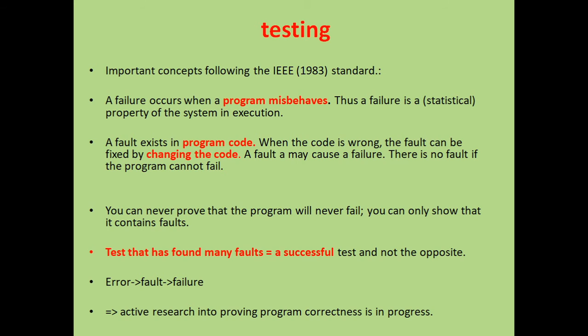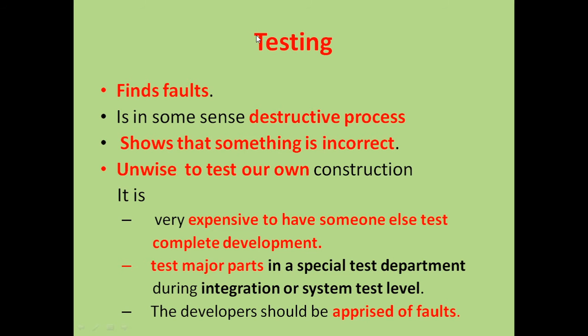Basically, we can never prove that a program is correct or that it does not fail. We can only say that it contains faults. So a test which uncovers as many faults as possible is considered to be successful, not one which does not bring out the faults. So an error results in faults, and faults result in failure. But nowadays active research is going on in the area of proving program correctness.